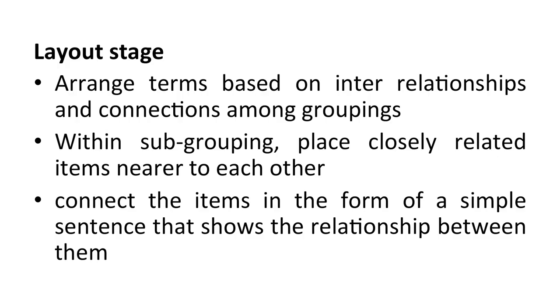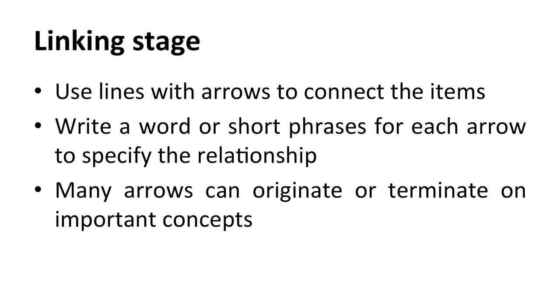Then is the layout stage, where we arrange the terms based on the interrelationship and connections among the groupings. Within the subgrouping, place closely related items nearer to each other and those which are less related further from each other. Then these items are connected in the form of a simple sentence that shows the relationship between them in between the linking lines. The linkage stage, which comes next, uses lines with arrows to connect the items. Then we have to write a word which shows the linkages between these groups or stages.